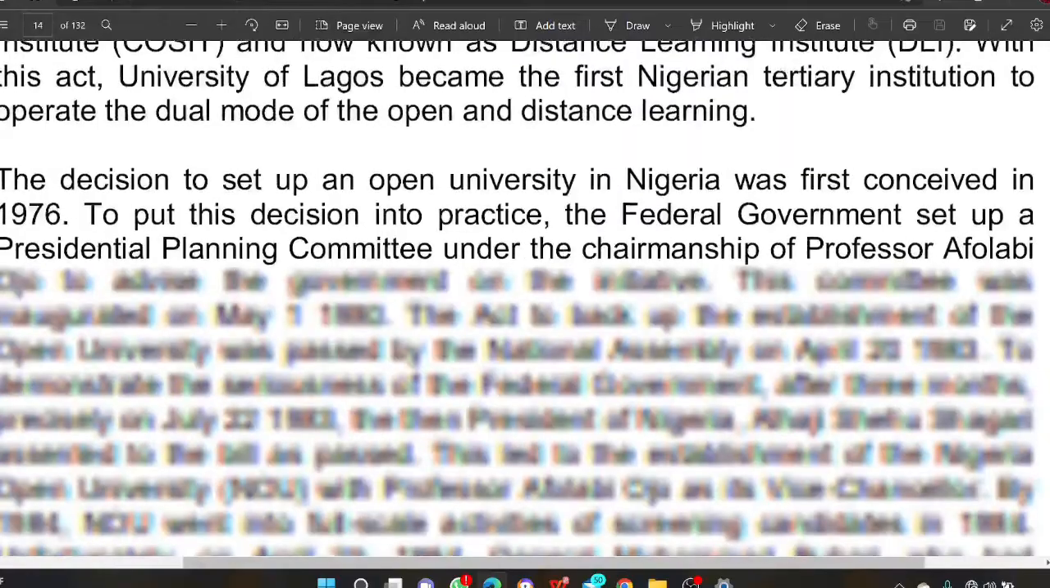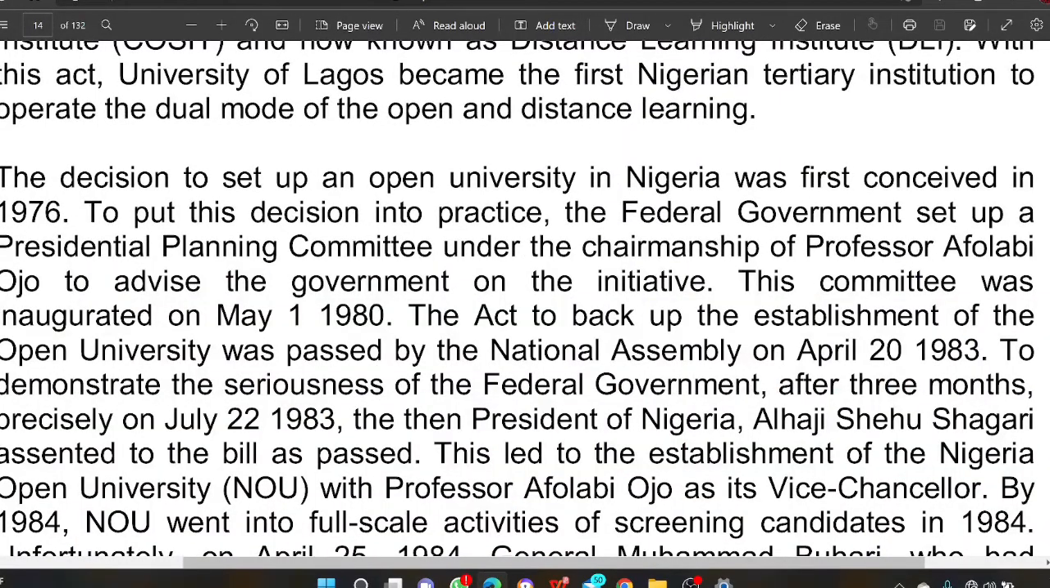and distance learning. The decision to set up an open university in Nigeria was first conceived in 1976. To put this decision into practice, the federal government set up a presidential planning committee under the chairmanship of Professor Afolabi Ojo to advise the government on the initiative. This committee was inaugurated on May 1, 1980.